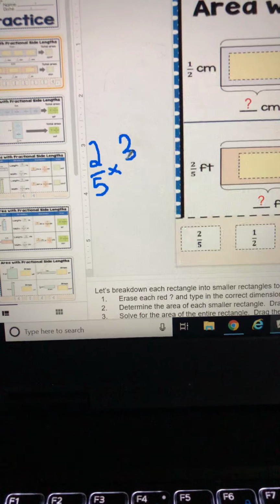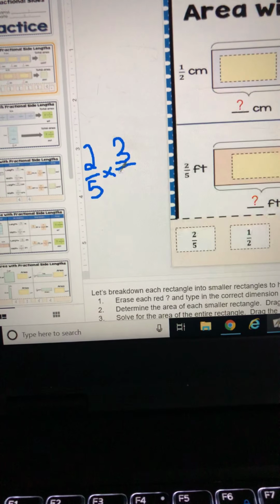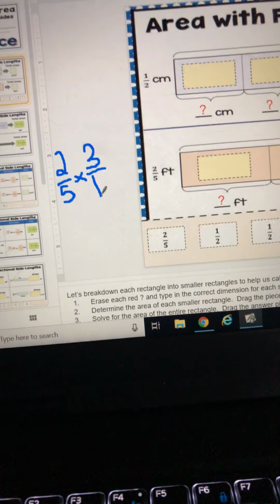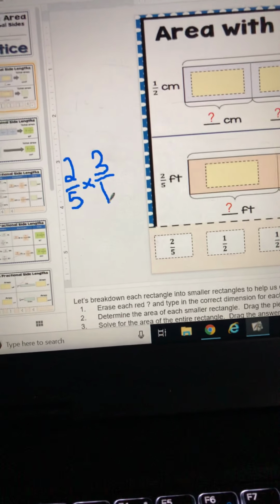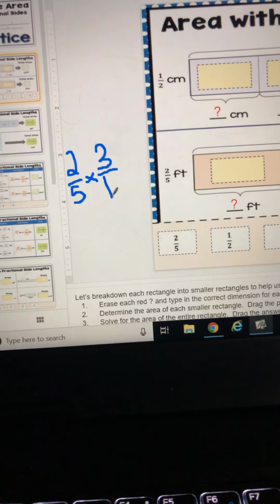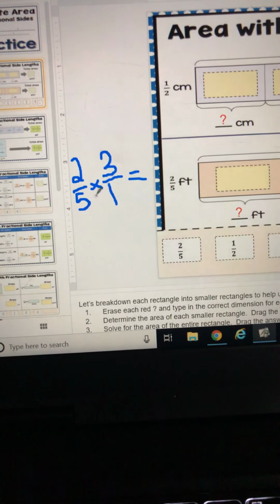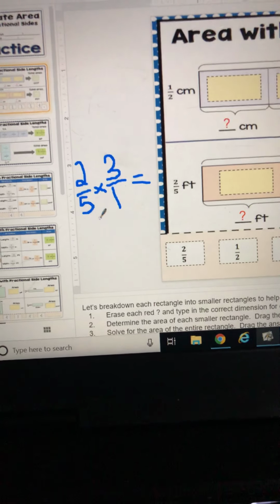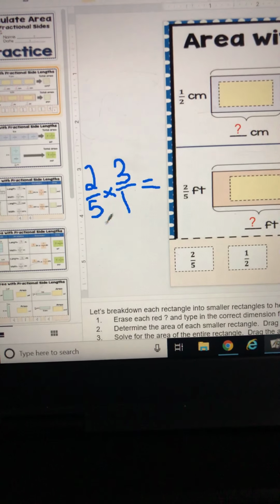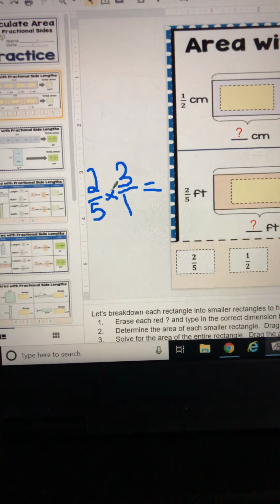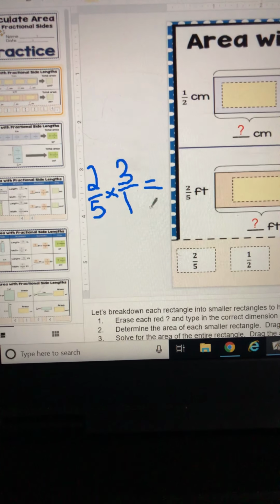But let me ask you this before we go a little bit further. What if I were to divide the shape up into 2 separate parts and get 2 different areas? What would I do at the end? If you said add, you are correct. Okay? Can I cross cancel anything? No, I can't divide 5 and 3 by anything to get anything smaller, nor can I divide 2 and 1.